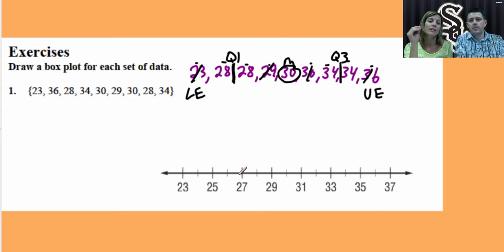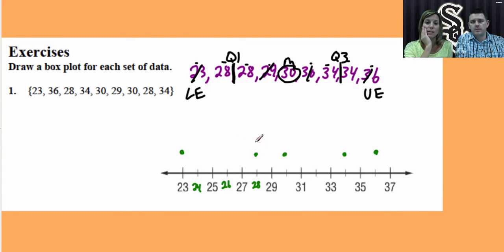Now, all those data points need dots either on the number line or above the number line, whichever you prefer. So notice they're counting by 2s down here. So if you are someone who needs those written in, you can write in those other numbers just to help yourself. All right, so 23 gets the dot, 28 gets a dot, 30 gets a dot, 34 gets a dot, and 36 gets a dot. He's then going to make the box around quartile 1, the median, and quartile 3. So vertical lines through each of them. And then he's going to extend the whiskers to the extremes.